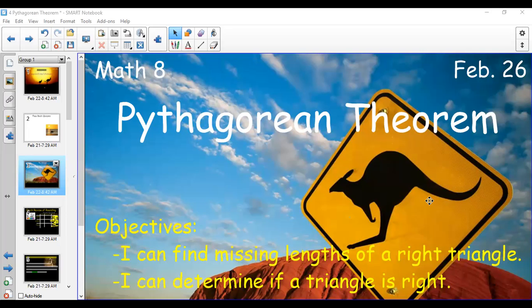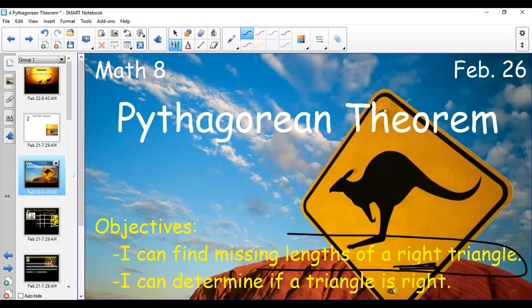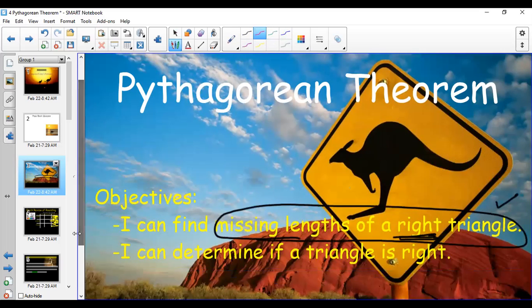Okay, so the Pythagorean theorem is great to help us find a missing length. This only works for right triangles, and we'll talk about that here in a second. What the Pythagorean theorem does is help us find a missing length of a right triangle. So we're going to figure out how to do that in today's lesson. And then also, if I give you three numbers, can you see if the triangle is right or not? Okay, so that's our second objective for today.